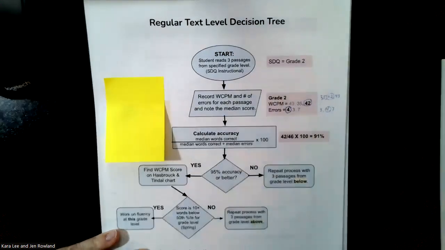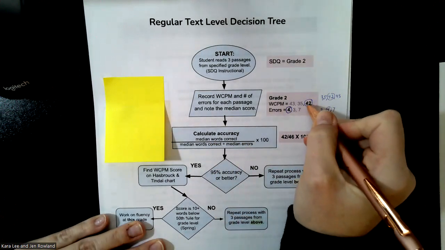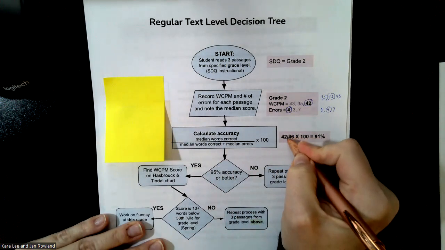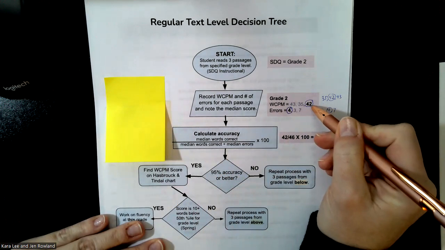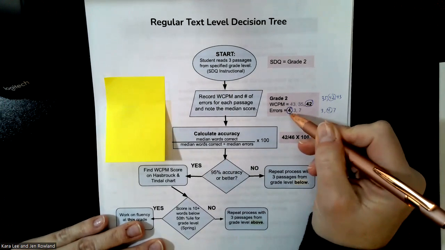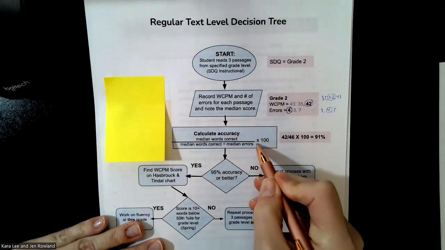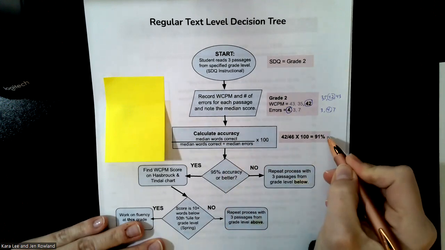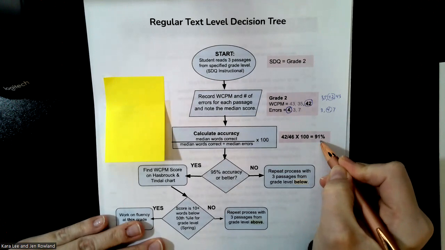So my median words correct was 42, right? So there's 42 divided by median words correct plus median errors. So 42 plus 4 is 46. And then, of course, I multiply by 100 because I'm talking about a percent here. And I get 91%. Okay.